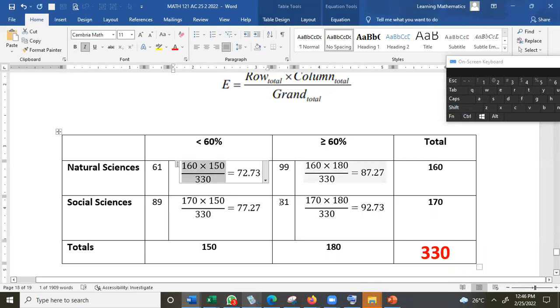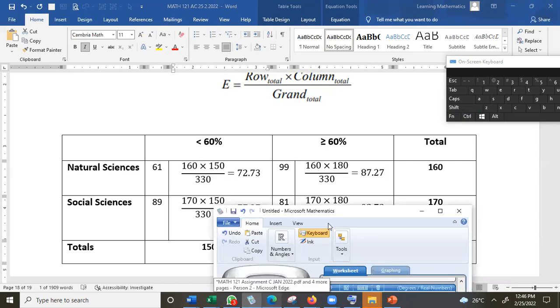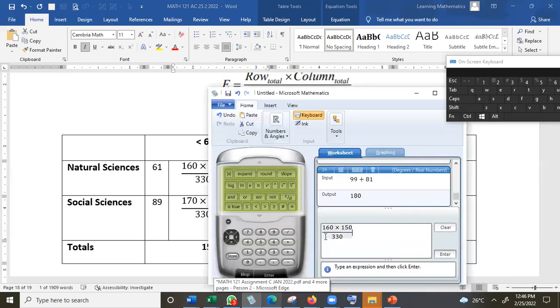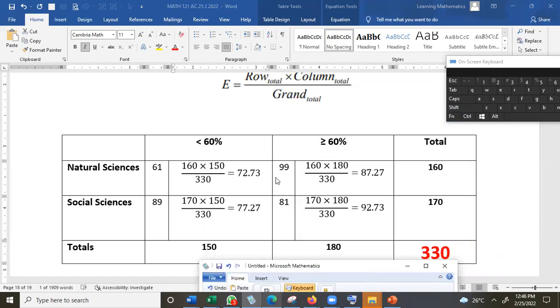160 plus 1 times 150 divided by 330. And that will give us the expected value for 61, 72.73. You do the same for 99. The row total for 99 is 160, but the column total now is 180. So 160 times 180 divided by 340, 87.27.